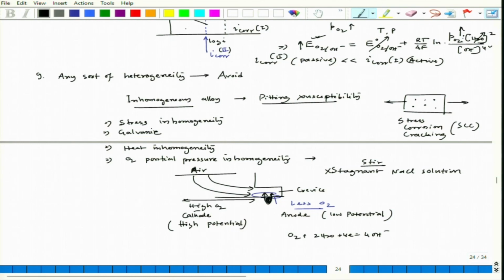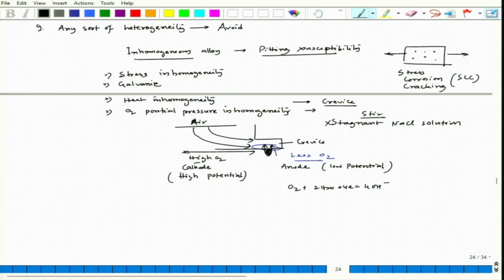Oxygen partial pressure inhomogeneity we should not have, which can lead to crevice actually. Okay. So, crevice can be avoided if we have similar oxygen partial pressure in the liquid, even in the crevice zone. So, this is about removal of heterogeneity. We have talked about galvanic, we have talked about heat inhomogeneity, stress inhomogeneity, and we will talk more on those kind of things by giving several such design examples.